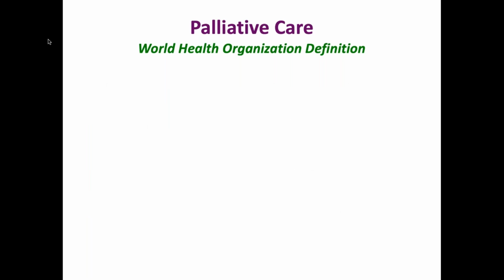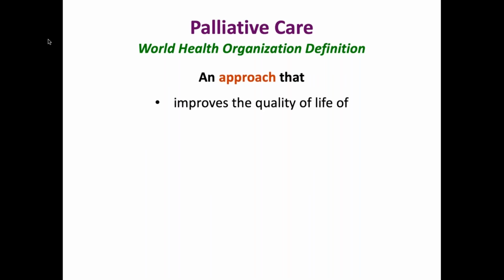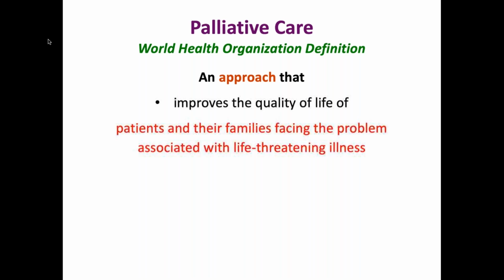So here enters, with this background, this concept of palliative care. So what is palliative care? According to the World Health Organization, palliative care is an approach that improves the quality of life of patients, and here it is important, their families. This is not something which we often think about. We think our primary responsibility is to the patients, but in palliative care, we also need to think about their families, because they are also facing the problem associated with the life-threatening illness that their loved one has.